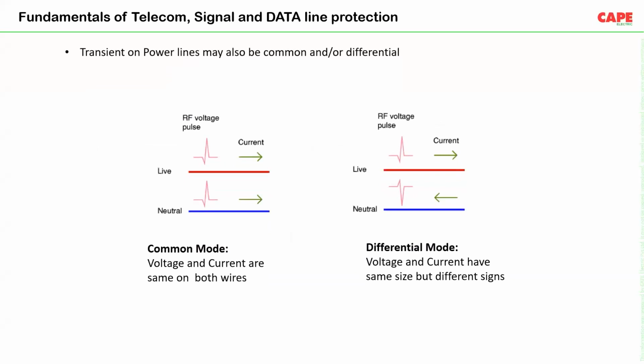In the last slide we discussed the communication line, but transients on the power line may also be common or differential mode. Here is an example of a common mode in a power line and a differential mode in a power line. In the common mode for a power line, the current will be in the same direction for both the live conductor as well as the neutral. Whereas in case of differential mode for a power line, the live conductor and neutral will carry current in opposite directions. So even the transients can come both in common mode as well as differential mode.